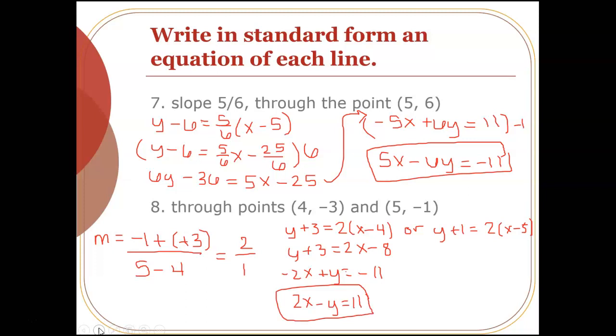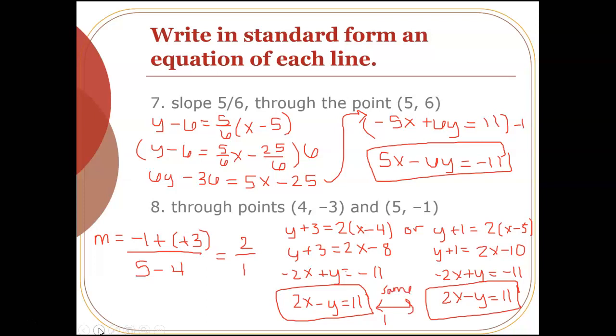So working out the left, I get 2x minus y equals 11. Working out the right, I get the same thing. If I worked them both out for whatever reason and they weren't the same, that means my algebra was wrong.